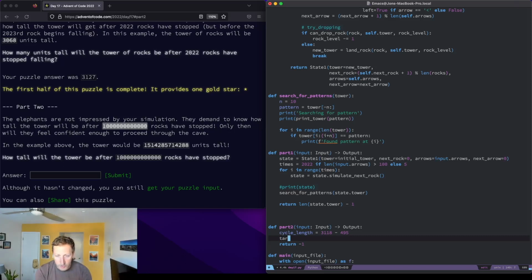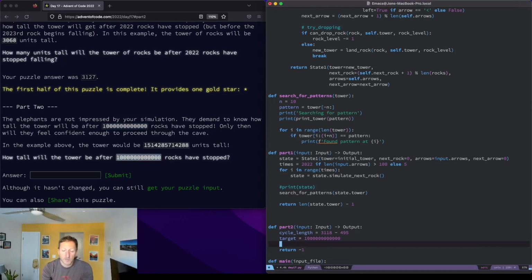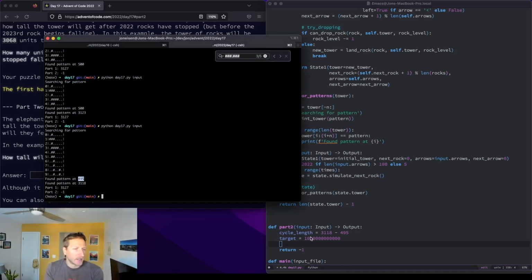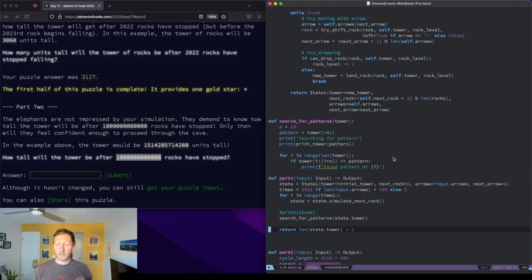And so target is 1 trillion. Just copy this number. Don't want to get this wrong. Okay. So how many drops are there between 500 and 495, right? That's the question. Right, because like how many towers?